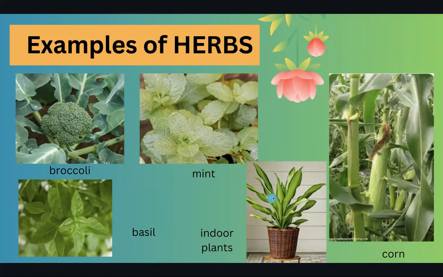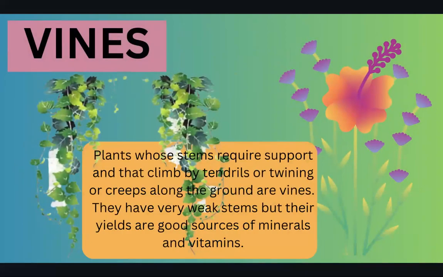Same is true in corn. So those are herbs. And now we have the vines. All right. I just put a background of the vines. They are plants whose stems require support. Trellis, they call it. And they can climb by tendrils or twining or creeps along the ground. They have very weak stems, but their yields are good sources of minerals and vitamins.